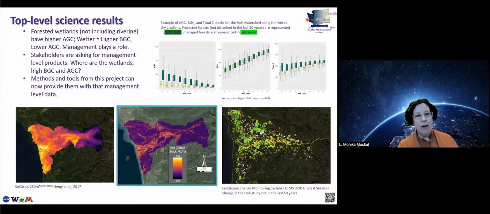Some other findings, so forested wetlands, and this does not include riverine, have higher above ground carbon. Wetter areas mean higher below ground carbon than lower above ground carbon. This plays a role in management. Stakeholders are asking for these level of products, and they do want to know where these wetlands are.